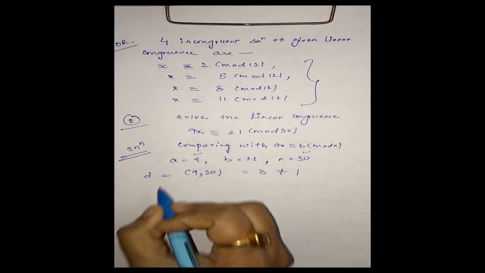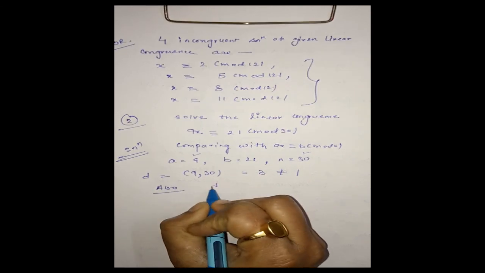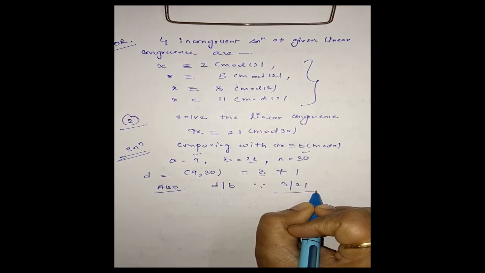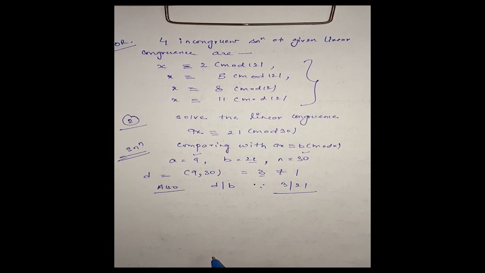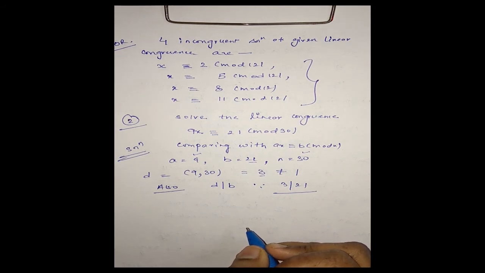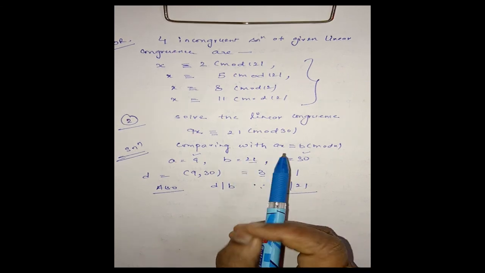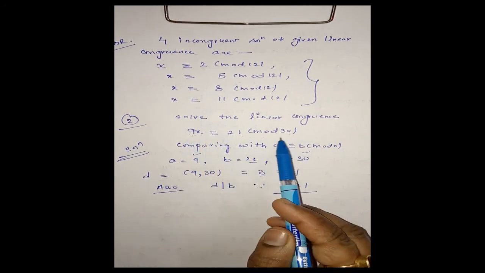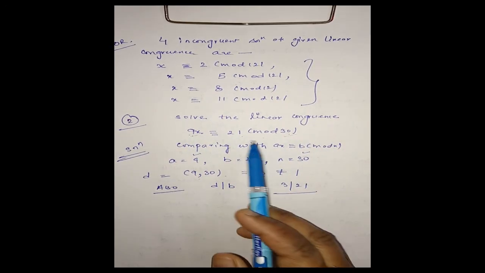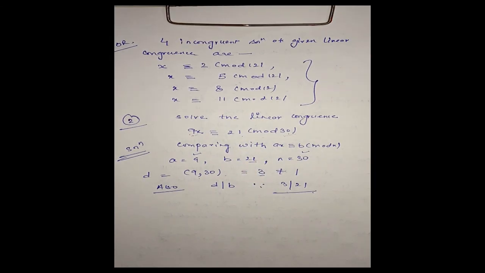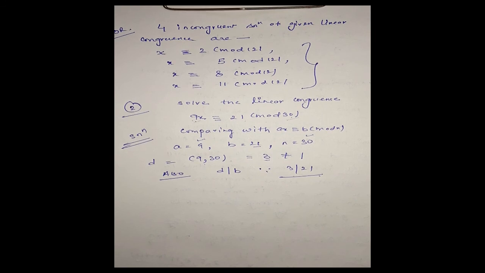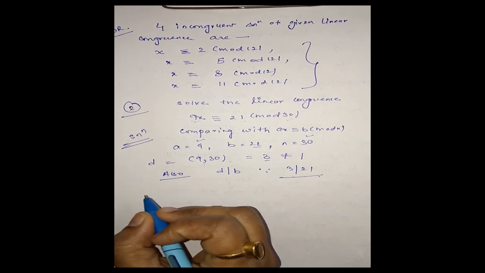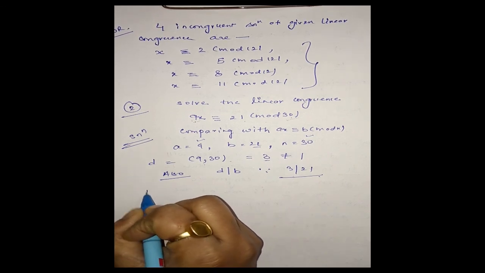Also, since 3 divides 21, this is 9x is congruent to 21 modulo 30. Here a is 9, b is 21 and n is 30. The gcd of a and n, 9 and 30, is 3, and d divides b, that is 3 divides 21. Therefore, this has a unique solution modulo n1, where n1 is n divided by d. Clear?